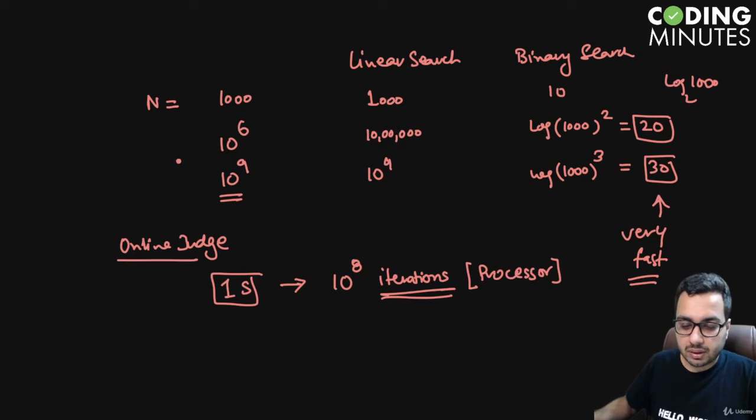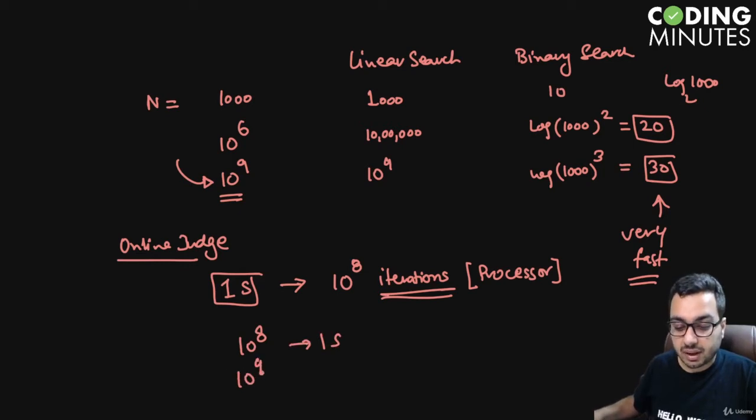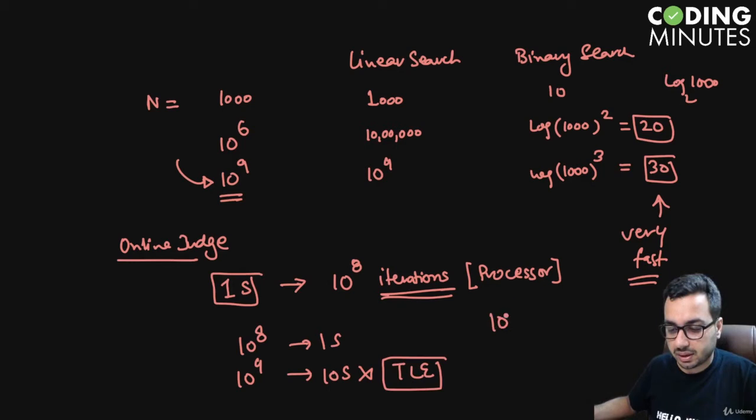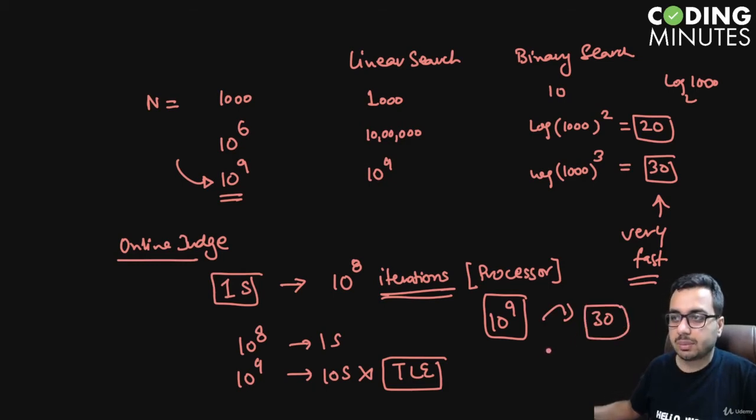If you have code in which you're doing a work of 10 power 9 in linear time, how much time are you going to take? 10 power 8 takes 1 second, that means 10 power 9 is going to take 10 seconds. And if your time limit is 1 second, then this 10-second code will not work and you will get a time limit exceeded error. But if you use binary search on a search space which is this big, 10 power 9, it can reduce the number of instructions to just 30, and these 30 instructions can be executed very fast.